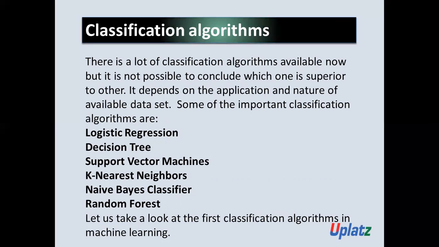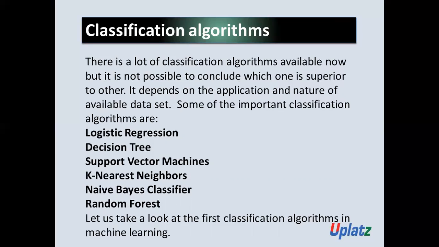Even though a lot of classification algorithms are available, it is not possible to conclude which one is superior, because it depends on the application and the nature of the available datasets. Some of the important classification algorithms are logistic regression, decision tree, support vector machine, k nearest neighbor, Naive Bayes classifier, random forest. In this session, you are going to learn logistic regression, decision tree, and support vector machine.